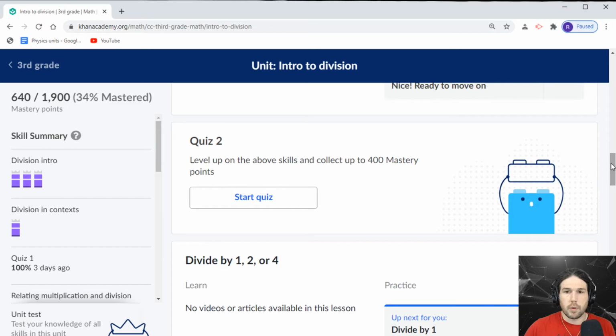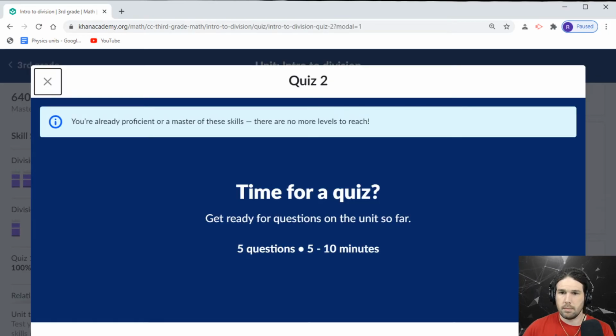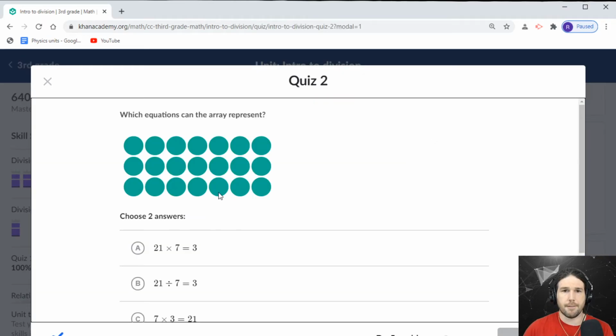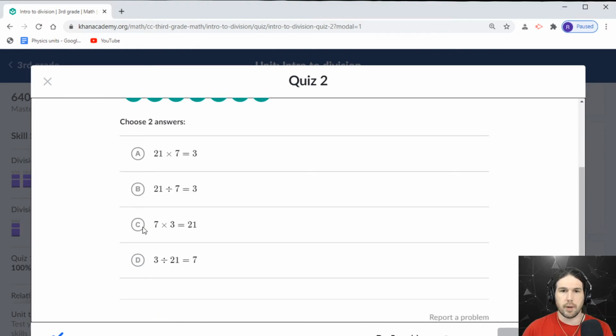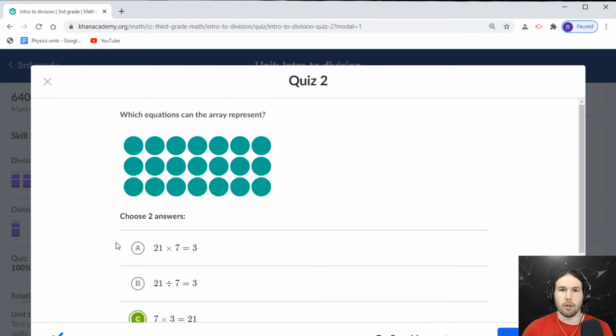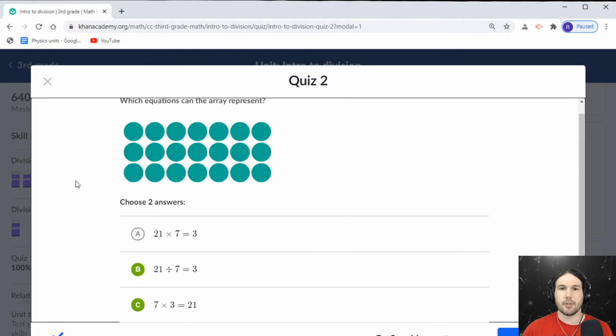So now we're going to go ahead and hit quiz 2, which we'll do without too much fanfare. That looks like 7 times 3 is 21. But it could also mean that 21 divided by 7 is 3. So again, we're taking multiplication and division, and we are relating them through, in this case, an array.